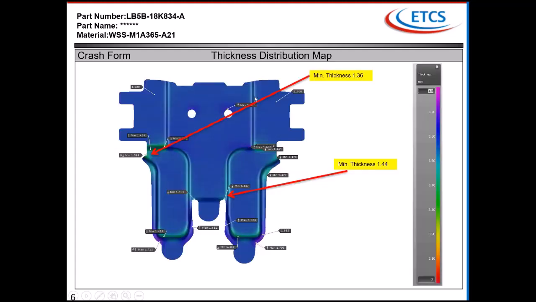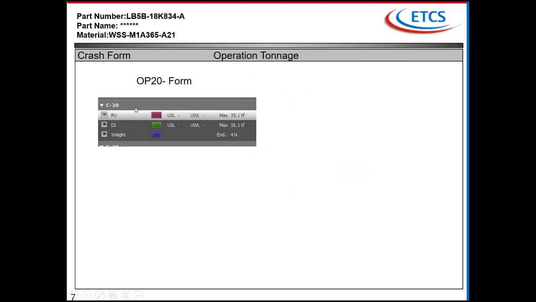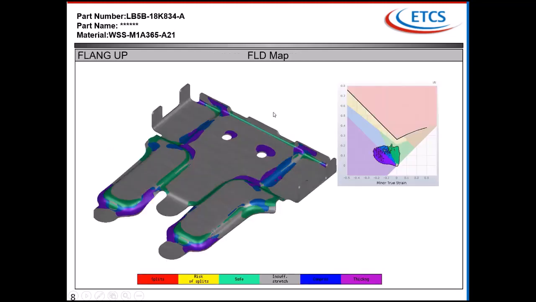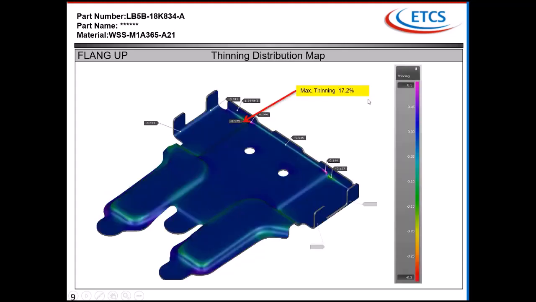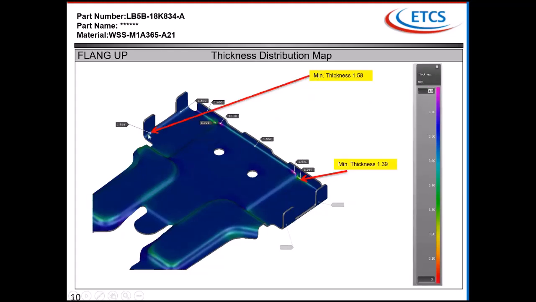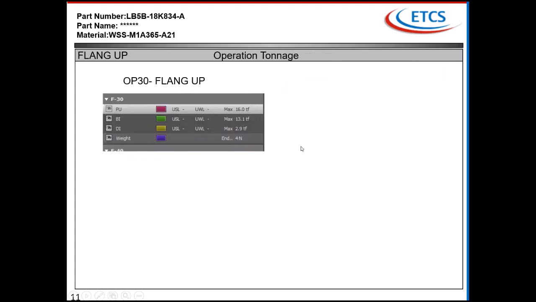And this is in millimeters also. Tonnage was roughly 74 ton. And the second operation was flange up. The FLD map is good, no problem, as you can see over here. Here, maximum thinning is shown as 17.2%. This is the thickness distribution map. And the total force was roughly 36 ton.